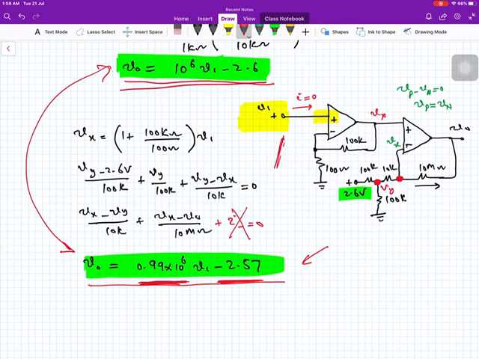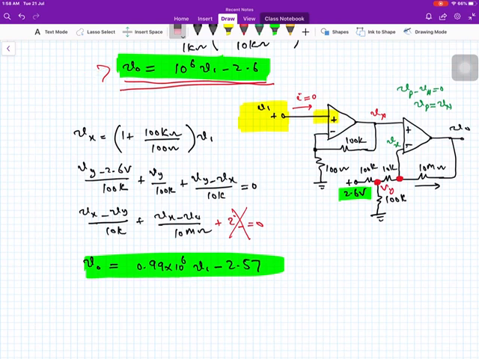So this circuit will draw this much current from the input signal. However, this circuit draws negligibly small current, which we can ignore. Therefore, we will prefer the second one. We will prefer this circuit. So this circuit will be preferred.